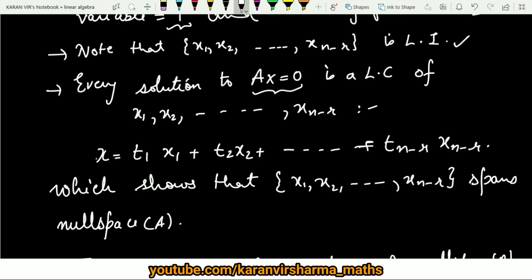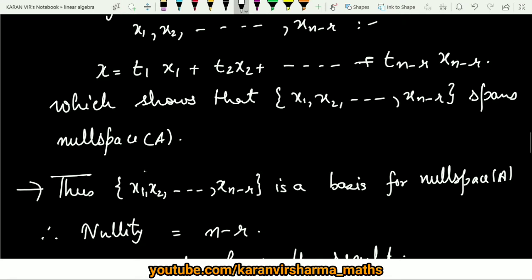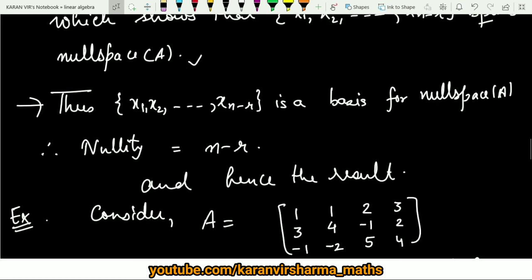So I can write any x as a linear combination, that is t1 x1 plus t2 x2 and so on to tn minus r xn minus r. Which shows that x1, x2 and so on to xn minus r span the null space of A, because x was any arbitrary element. Thus they form a basis, and if they form a basis, we can talk about the nullity, because they form the basis for the null space. So the nullity comes out to be n minus r, which is the result which I want to prove. And hence the result star holds.